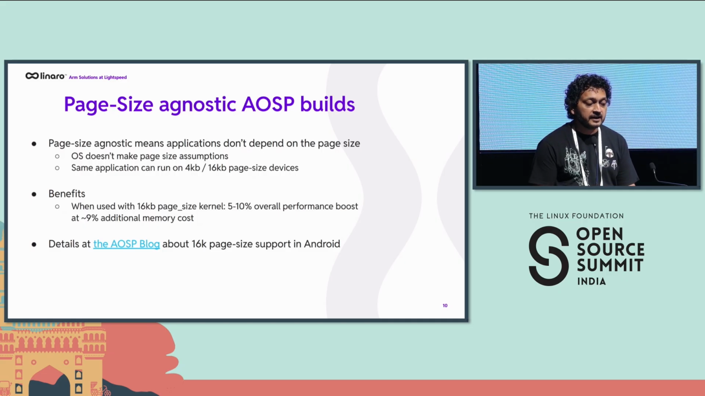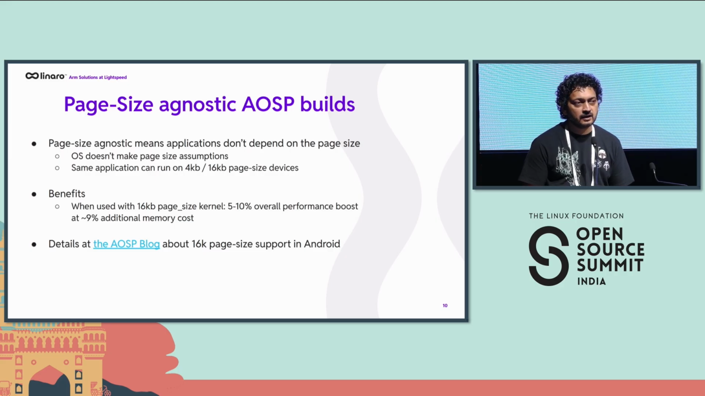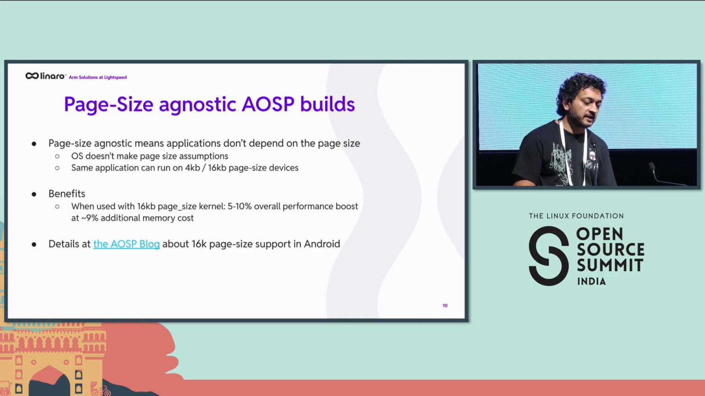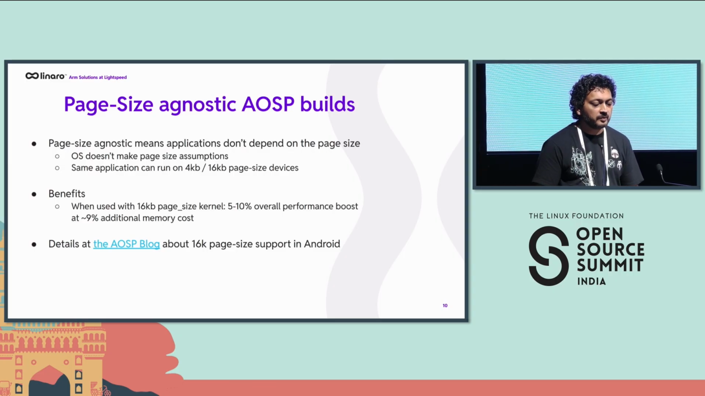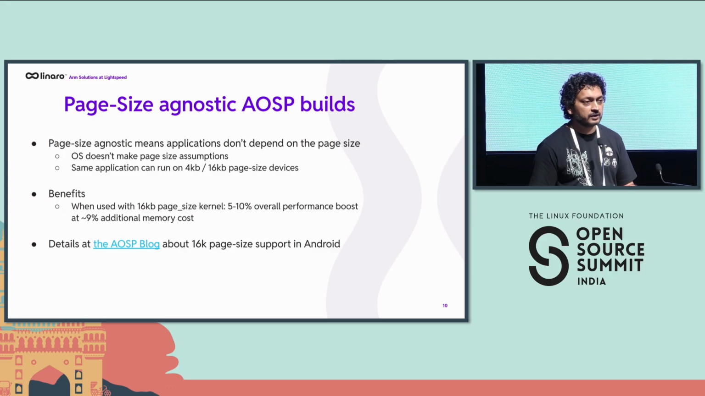Another major development in AOSP that has been happening for the last couple of years, I think, is to make AOSP builds page size agnostic, mostly from the 16 KB page size point of view. So what is a page size agnostic AOSP build? It means that the AOSP build does not make any page size assumptions, and the same application can run on a 4K or a 16K AOSP build.